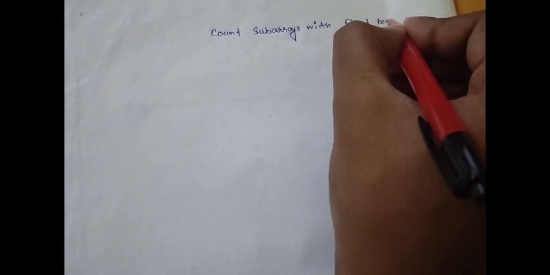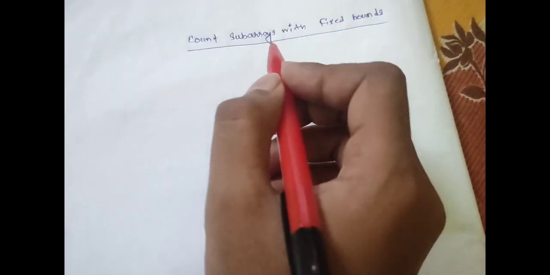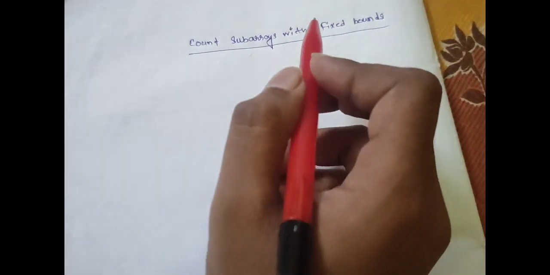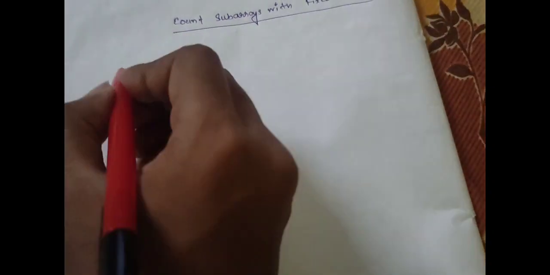So now we are doing the question Count Subarrays with Fixed Bounds. The problem asks for counting the number of subarrays in which the minimum element is at least minK and the maximum is at most maxK. Okay, so now we are doing it with an example.